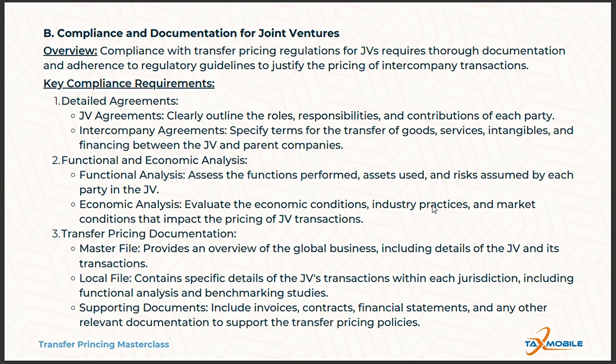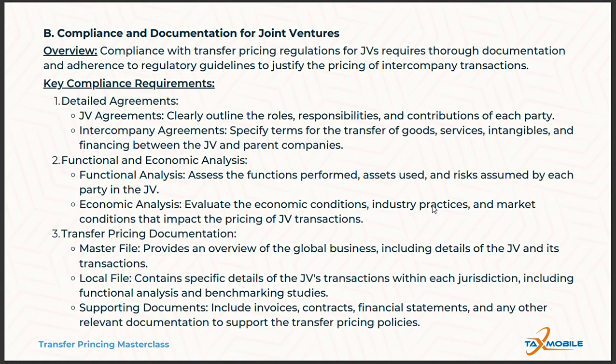Number 2, on functional and economic analysis. Functional analysis, you need to conduct a functional analysis, FAR analysis, to evaluate each party's contribution to the JV's operation. Identify the level of responsibility, resources employed, and risk assumed by each parent company. Economic analysis, you assess the economic conditions, industry practices, and market trends affecting JV's transactions. Ensure that prices reflect the economic reality of the transactions. Now, transfer pricing documentation. This is also very important.